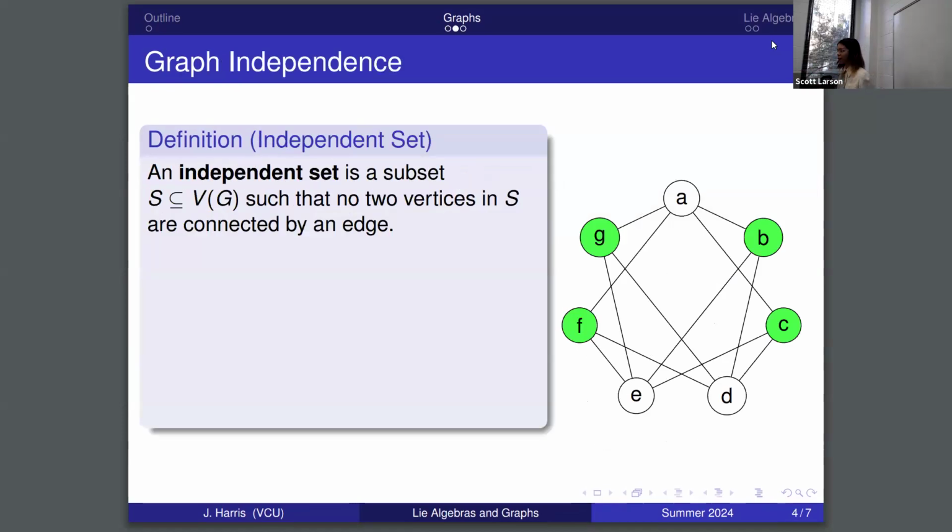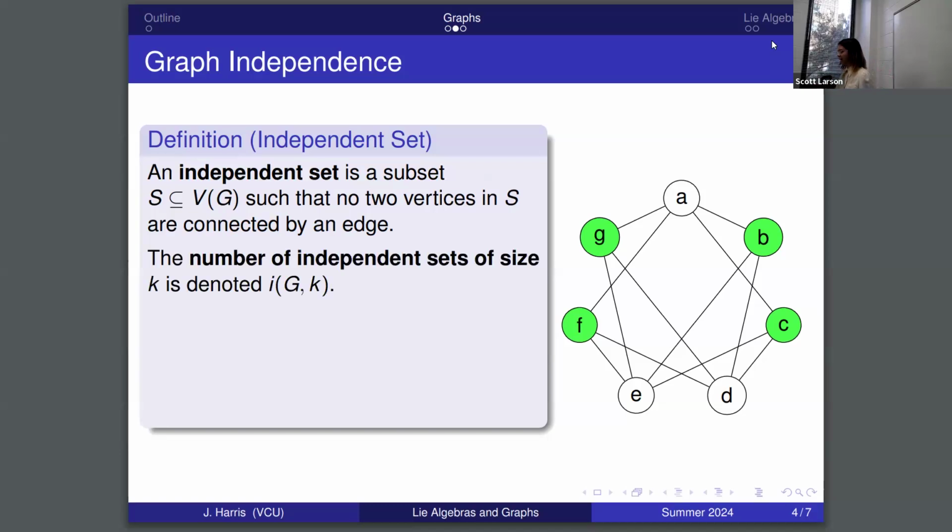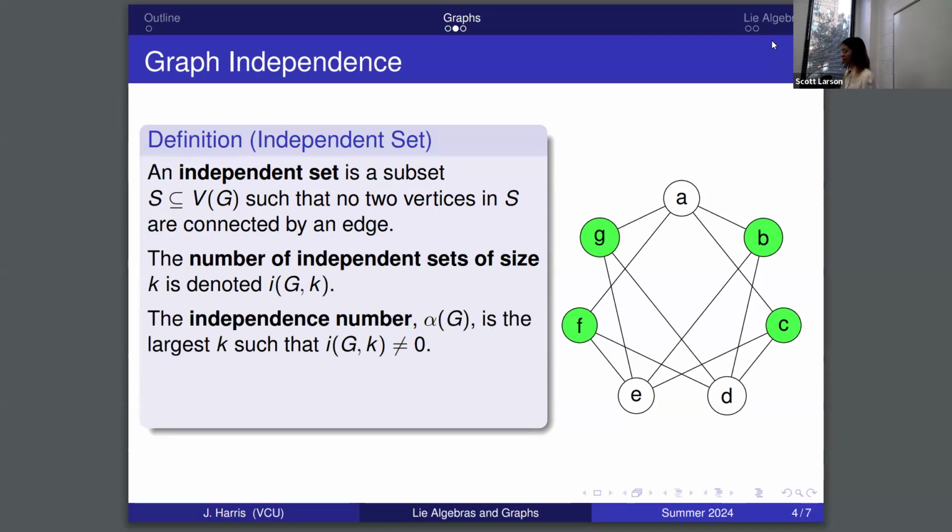Graph independence. An independent set is a subset of the vertices where no two of the vertices are connected by an edge. So the green vertices here are an independent set of size 4. The number of independent sets of a certain size is denoted by G_k, where k is the number of vertices. And obviously, it's interesting to ask what is the biggest independent set in a graph. This is given by the independence number, the largest k where there's still an independent set.